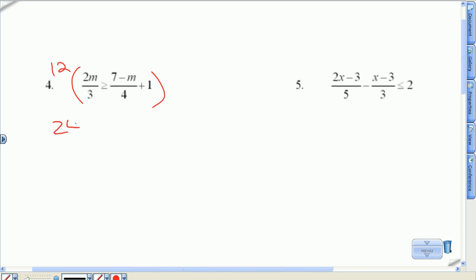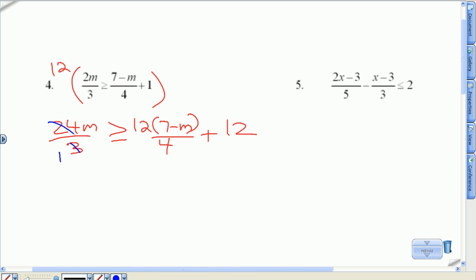This gives me 24m over 3 is greater than or equal to, once again, I'm not going to actually multiply 12 into the binomial. 12 times 1 is 12. So I multiplied 12 times 2m over 3, that's 24m over 3. I multiplied 12 times 7 minus m over 4. I set it up, I didn't actually do the multiplication. That would have been chasing my own tail, because I would have had to factor it later anyway. And then 12 times 1 is 12.